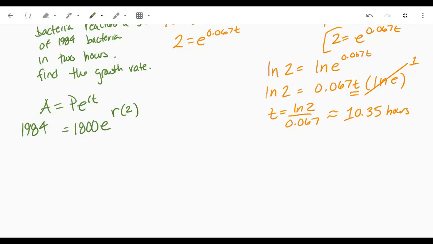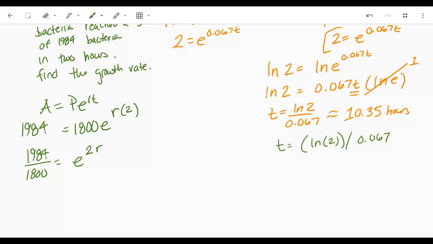So we're going to do 1,984 divided by 1,800, and I'm just going to leave that, because you don't want to round too much on your calculator. So hold off on any sort of punching this in until you're at the end. Like over here, you would want to use your calculator to do the natural log of 2, hit enter, or do it all in one line, divided by 0.067. So you get your nice exact answer.